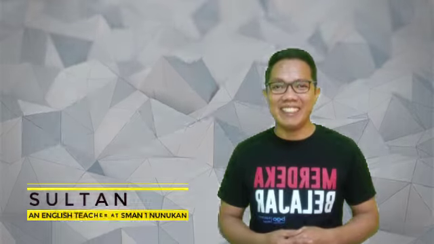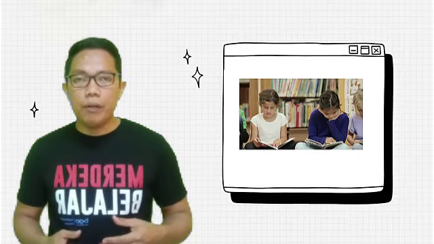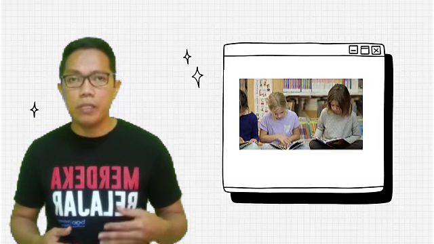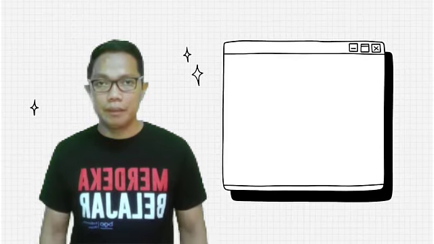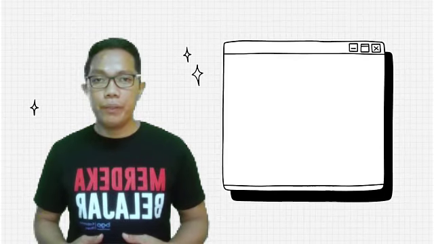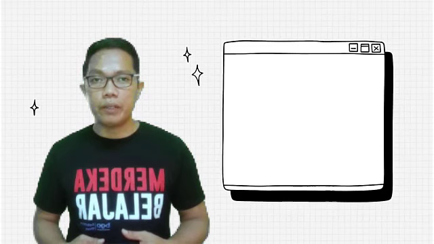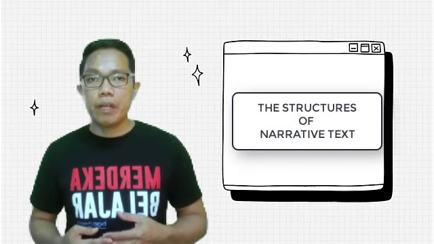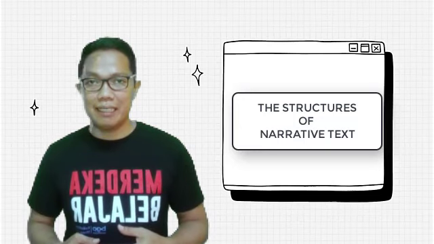Let's learn English. In order to help us to understand a text that we are reading, we use text structures. What are text structures? Text structure means the organization of text. So today we are going to learn the structures of an English text, that is, the structures of narrative text.